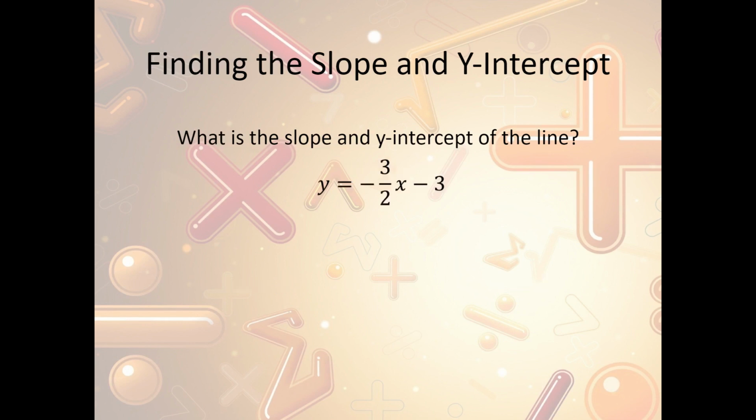Let's look at another example. We have y equals negative 3 halves x minus 3. Well, same thing. It's a slippery slope to get hung up on your x. So the slope is the one that's attached to the x, which is negative 3 halves. So that's my slope. And my y-intercept is the lonely one. Well, the lonely one in this case is -3. So b is -3. So that's how I find the slope and y-intercept from an equation.